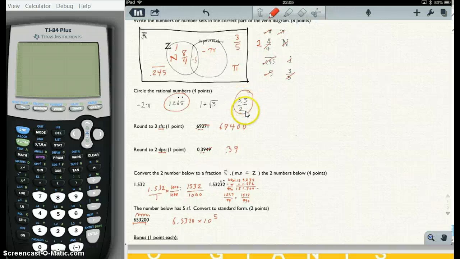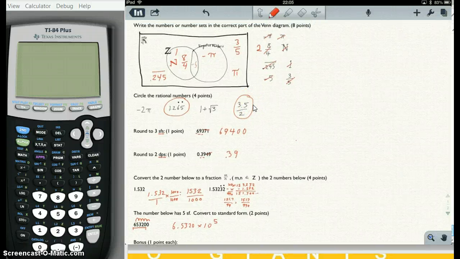Okay, 3.5 over 2 does not look like a whole number fraction, but you can easily change this into a whole number fraction by multiplying the top and the bottom by 10. If you multiply the top and the bottom by 10, you could change this into 35 divided by 20, right? So you can easily turn that into a fraction, okay?